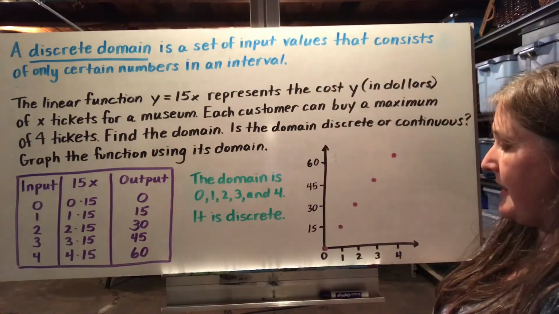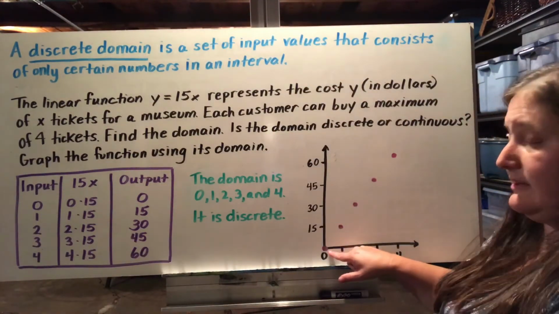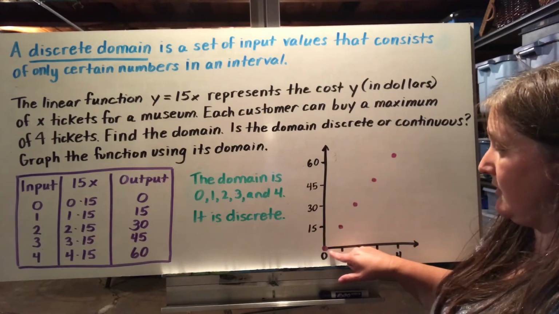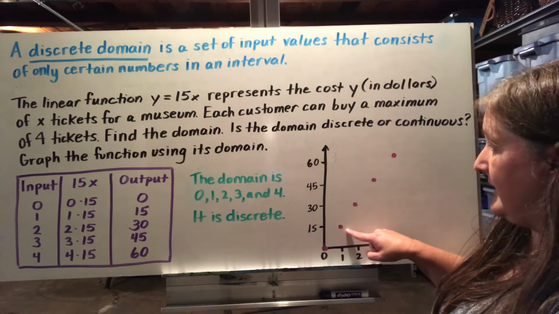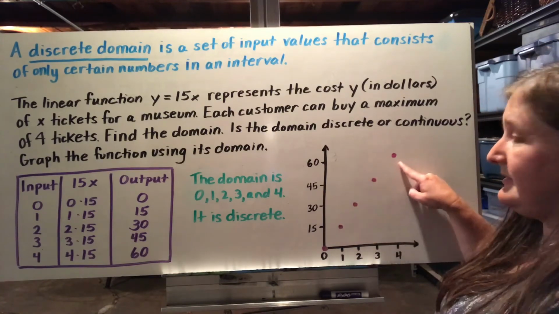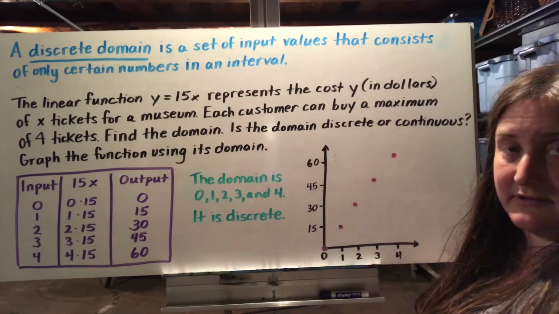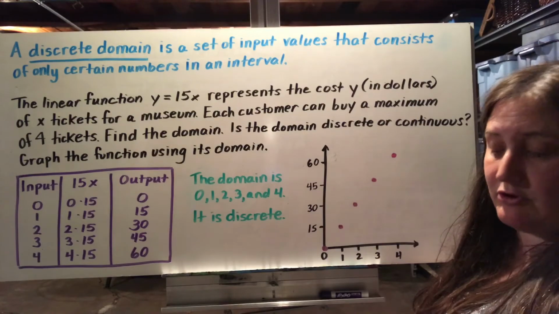When I go to graph them, if I buy 0 tickets, it's $0, or the point (0, 0). 1 ticket was $15, or the point (1, 15). And I see they are all distinct individual points. So I have a discrete domain here.